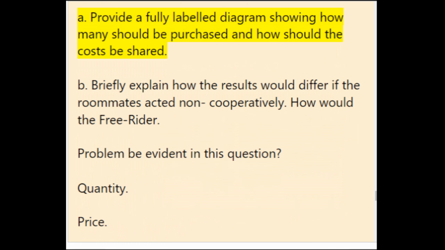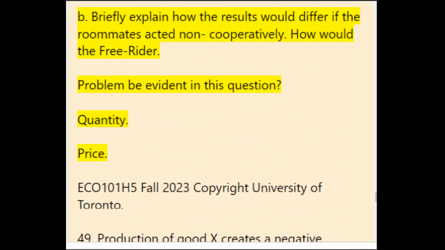A. Provide a fully labeled diagram showing how many should be purchased and how the costs should be shared. B. Briefly explain how the results would differ if the roommates acted non-cooperatively. How would the free rider problem be evident in this question?